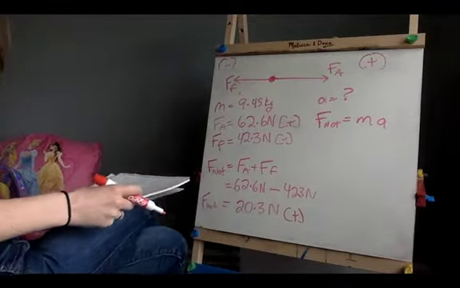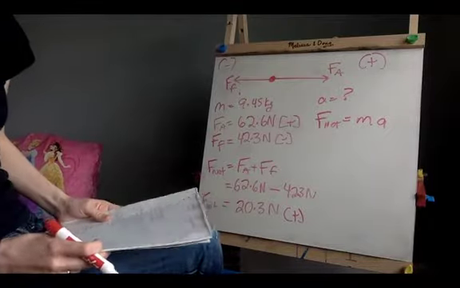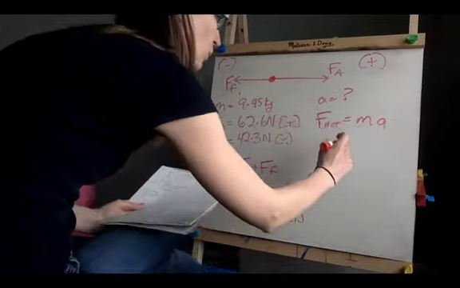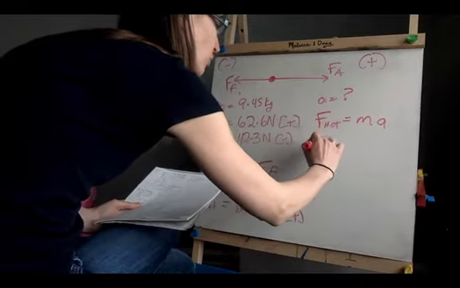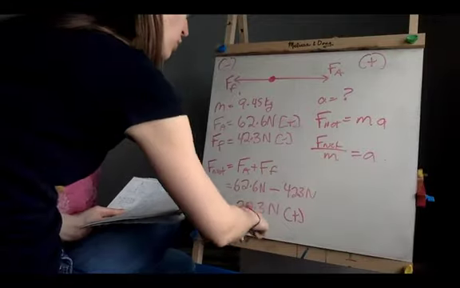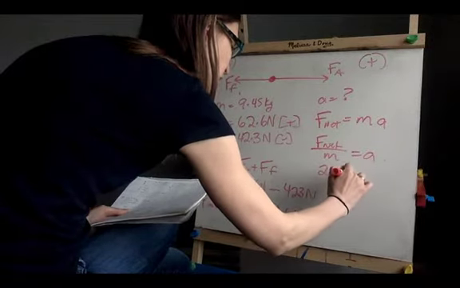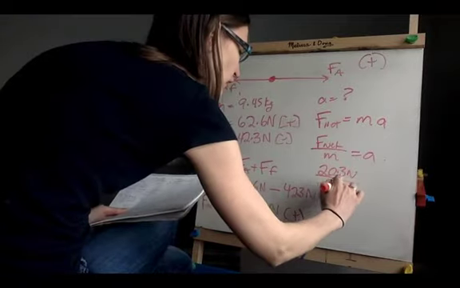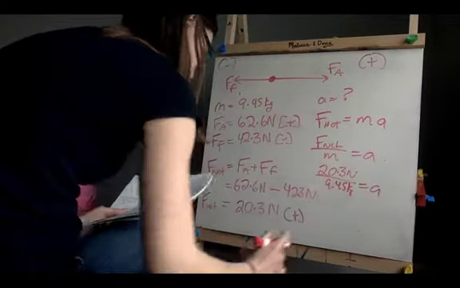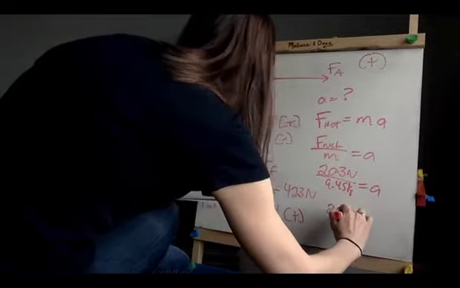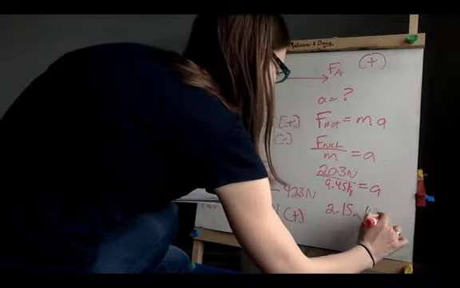Okay, that's the value that we then assign to here. So what we're looking for is acceleration. We take our F net and divide it by our mass to get acceleration. So we have 20.3 newtons, and we divide it by our mass of 9.45 kilograms to give us our acceleration. When we do that, we get a value of 2.15 meters per second squared.